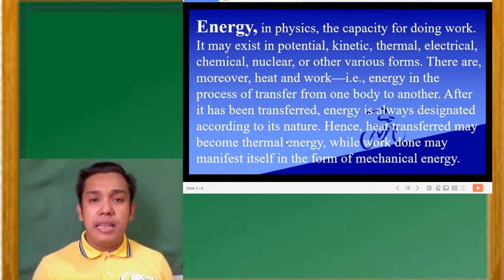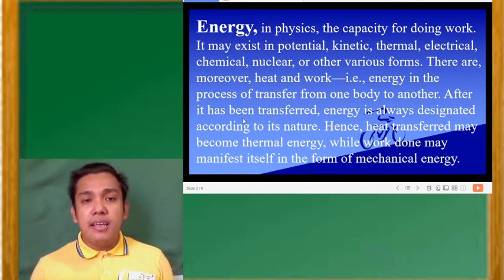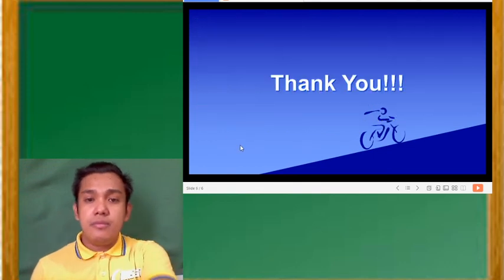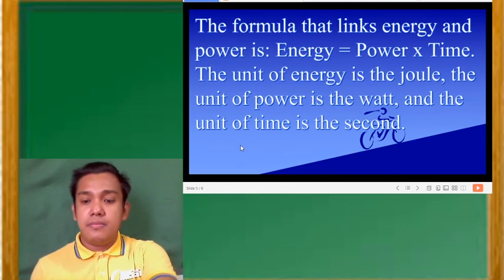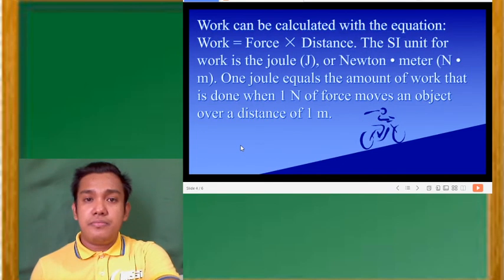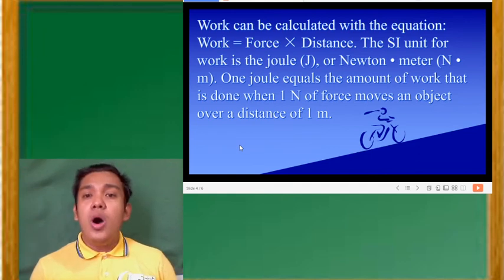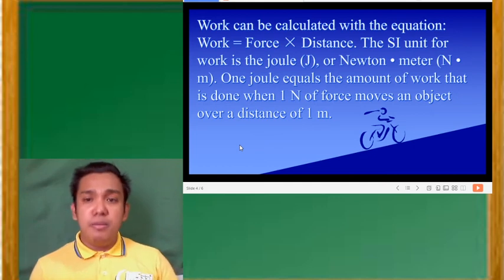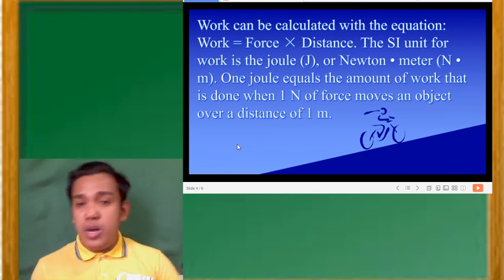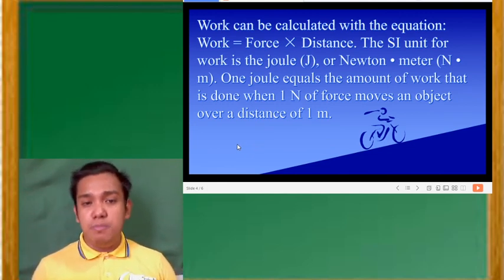Now, again, the formula in getting the result or the product of work is: work can be calculated with the equation work equals force times distance. Thus, a unit for work is joule, or newton meter. 1 joule equals the amount of work that is done when 1 newton of force moves an object over a distance of 1 meter.